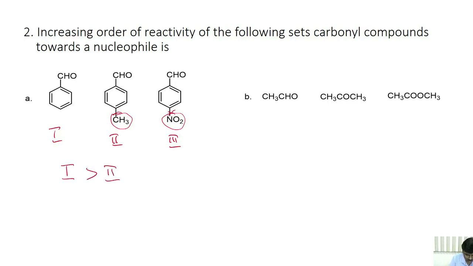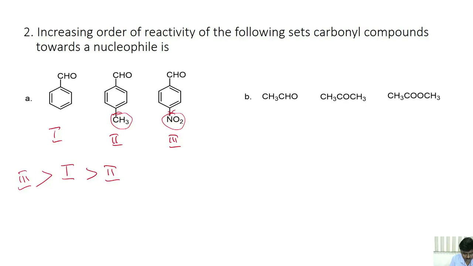Now let us look at benzaldehyde and 4-nitrobenzaldehyde. This is more electrophilic because of the electron withdrawing nature of the nitro group. Therefore, this will be more electrophilic in nature. So this is the order of the electrophilicity of the aldehyde functional group in these molecules.